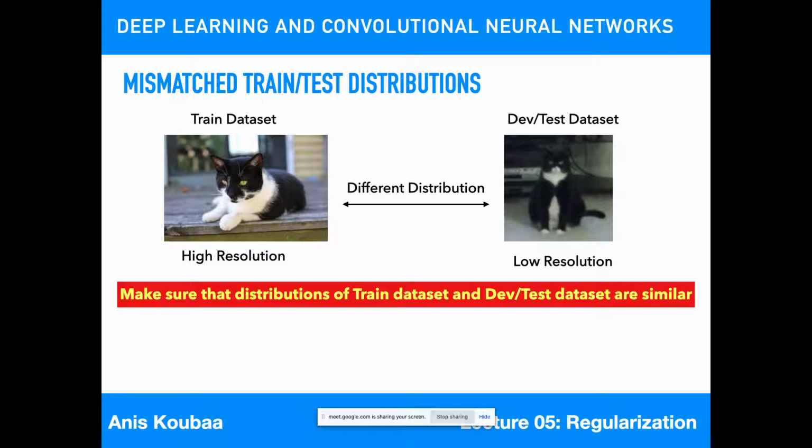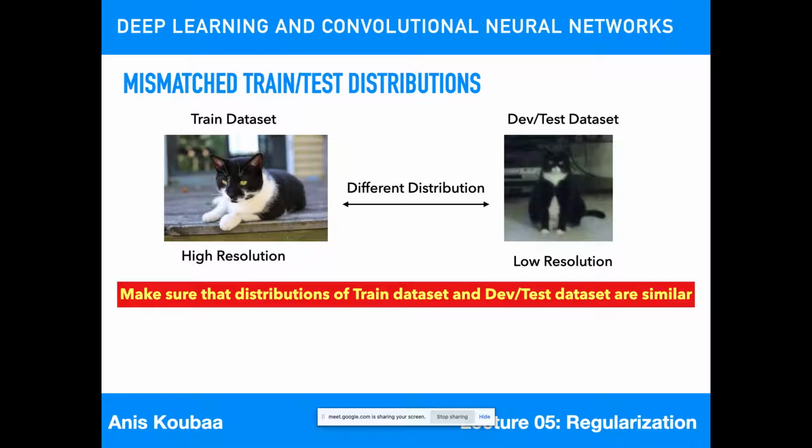But if you have different resolutions in the train and in the dev, the model that you train will be biased. It will be influenced and biased by the high resolution images. So this is a very important point that you have to make sure of.